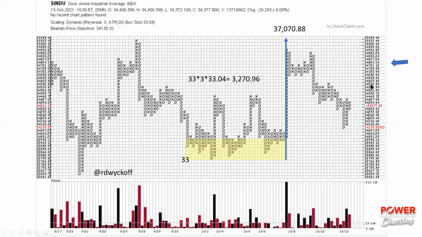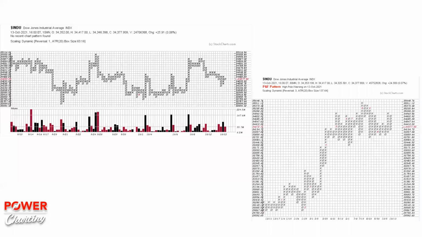And I would point out that we could potentially take a count that would go across this last point of support type structure down to this low here, which was in early September. So that's this area from here over to here. This is a 15-minute chart, 1-point reversal, 1-box reversal.